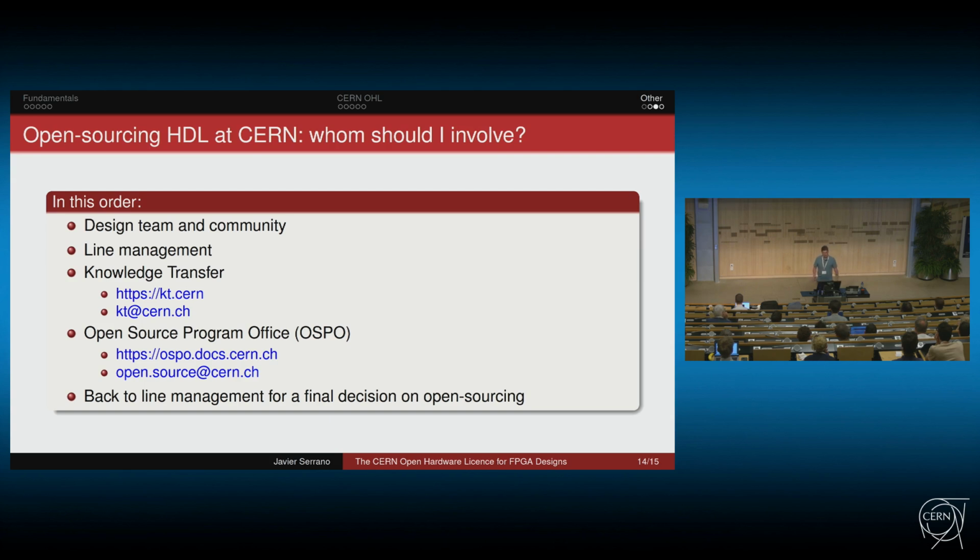First of all, you check with your team and the community: does it make sense to open source? Then you check with your section leader or group leader, so line management. Then you go to knowledge transfer, the KT group, to see if they also think it's a good idea to open source. And finally, you go to the OSPO, which is this new thing we created a few years ago. It's a body staffed with volunteers at CERN who will guide you through the open sourcing process using best practices. Because I'm part of the OSPO, we will eventually suggest an optimal license as well, and then you can go back to your line management for a final decision.